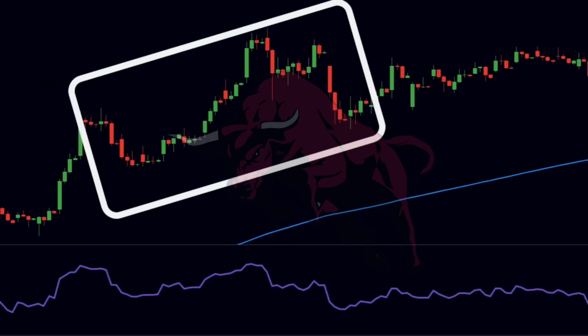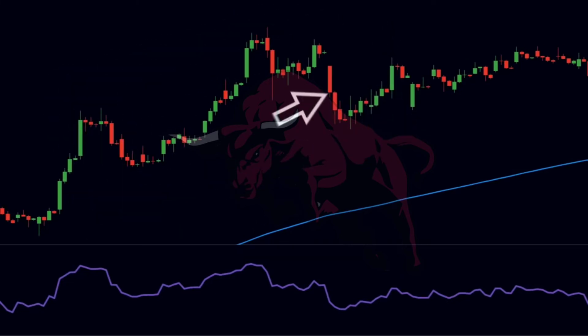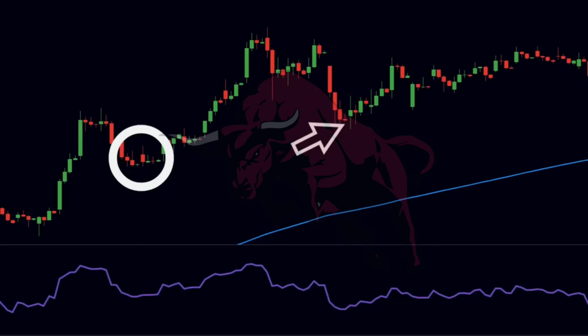Here is a strong bullish divergence. Here we see that the price makes a pullback in the uptrend. We notice that this low is higher than the previous swing low.